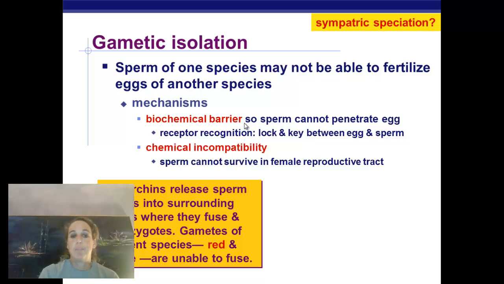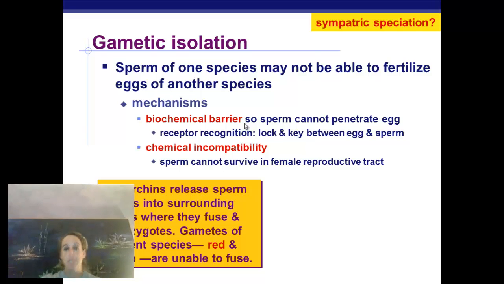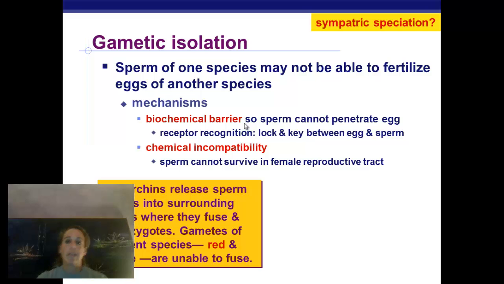So the sea urchins release the sperm and the eggs into the water where they fuse and form zygotes. If they are from different species, then they will not be able to fuse. So you have sperm and eggs swimming around in the water, and if they meet up with the correct species, they'll be able to produce. And so that's a biochemical barrier.